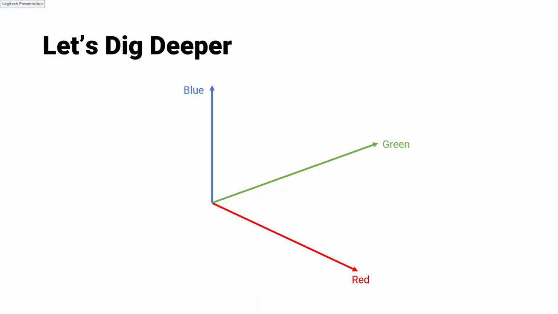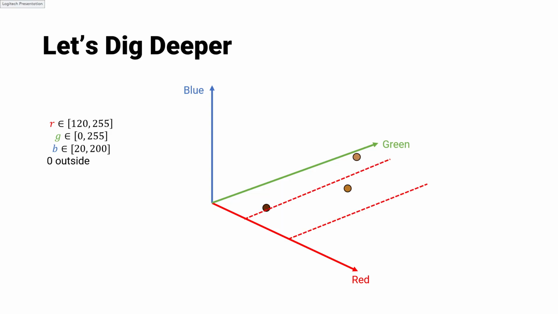Remember that whatever we just did in the previous case is essentially saying, hey, everything within this range is what I want to preserve, and that's my orange. Everything outside is something I don't care about, and that's going to be 0, right? In math terms, R was between 120 and 255, green was between 0 and 255, and blue was between 20 and 200, and if even one of these conditions fails, it's going to be 0, and we don't care about that, right? In other words, we were drawing bounding lines on each of the axes.